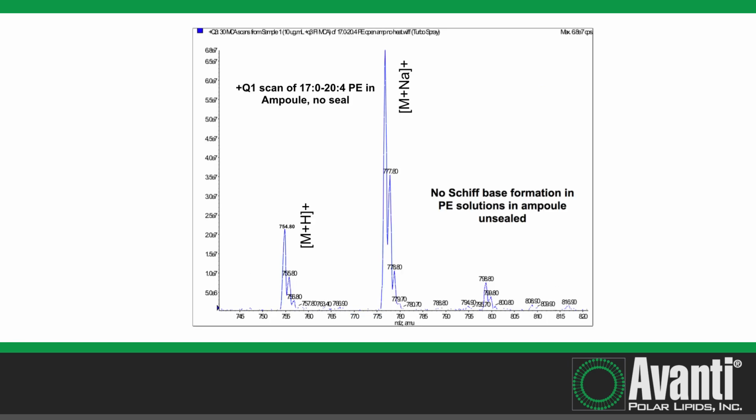So here's a mass spectrum on this slide of an Avanti product. It's an internal standard that people can use for phosphatidylethanolamine. It is a 17:0-20:4 phosphatidylethanolamine, and you see that it's in a glass vial, and so it's the sodium salt which picks up from the glass. And if you don't seal it, you see some protonated and some sodiated species here, but there's really nothing 14 mass or 12 mass units different.